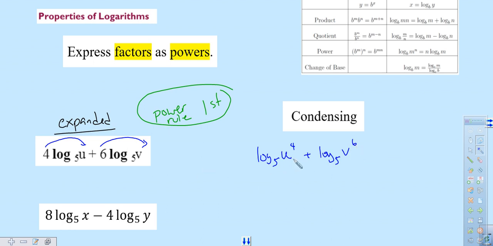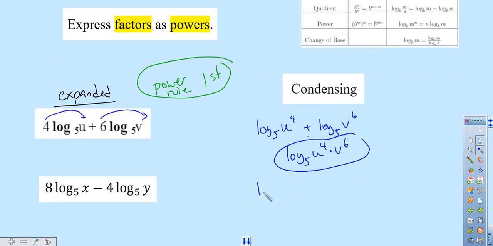So now we've moved our powers, and now we see addition. Addition turns into multiplication. So we're trying to condense. So we go to 1 logarithm of u to the 4th times v to the 6th. That would be the condensed statement utilizing these properties up here.